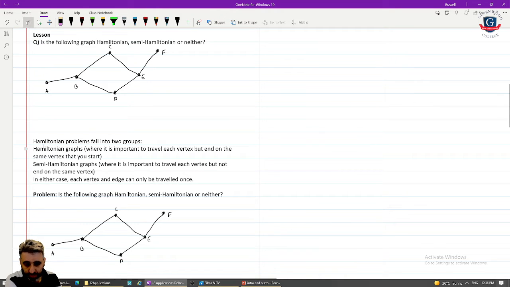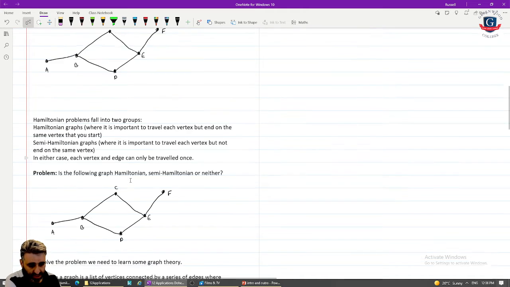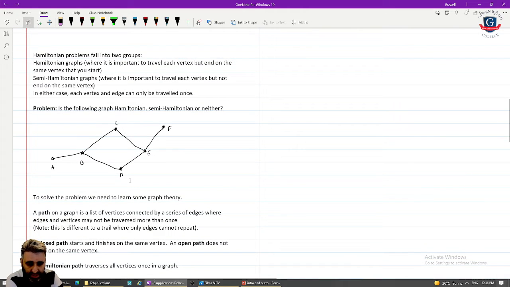So with a Hamiltonian graph, it's important to travel to each vertex and end on the same vertex where you start. It's a closed path. And with a semi-Hamiltonian graph, it's important to travel to each vertex, but not important to end on the same vertex. In either case, each vertex and edge can only be traveled once, and that's why we call them paths rather than trails. So, let's have a look. Is the following graph, the one we looked at before, Hamiltonian, semi-Hamiltonian, or neither?